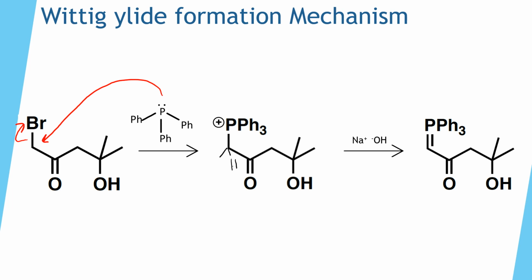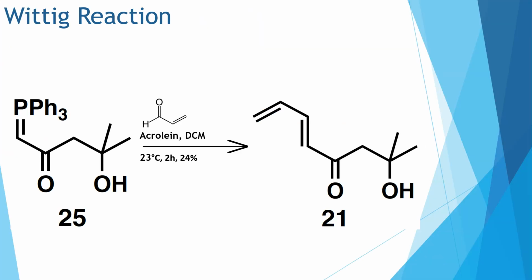So we have 2 hydrogens here, and OH is going to attack one of those hydrogens, and therefore forming that pi bond for our product. So what happens next is the Wittig reaction proceeds with the stabilized Wittig reagent, replacing the carbonyl group from the acrolein with a carbon-carbon double bond.